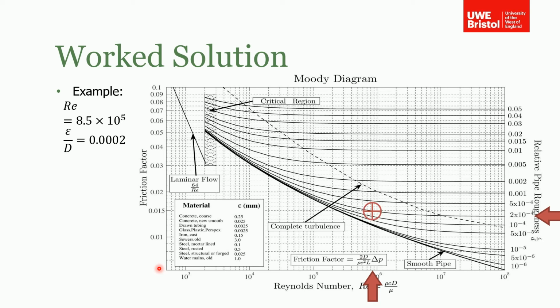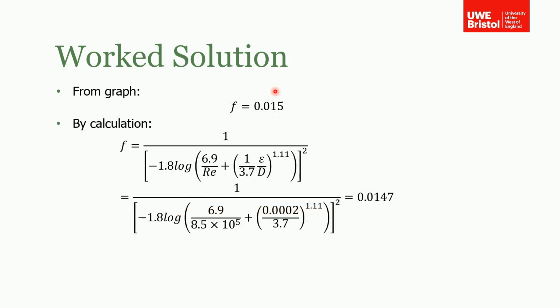So the two plots intersect around about there, and if we read that off, that gives us a friction factor of 0.015. So that's what it was from the graph. The friction factor we read off was 0.015.